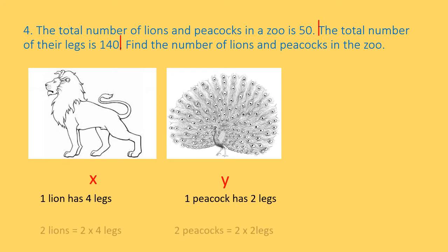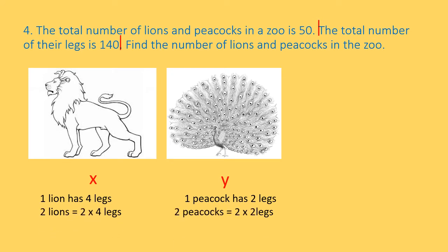Okay, suppose there are 2 lions. So how many legs will be there? 2 into 4 legs. Similarly, if 2 peacocks are there, then there will be 2 into 2 legs. If 3 lions are there, there will be 3 into 4 legs. Okay, and peacocks will be 3 into 2 legs. But here we don't know how many lions are there.